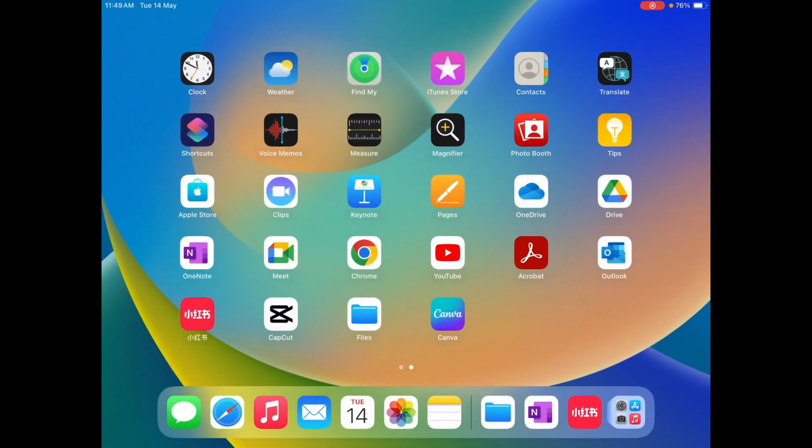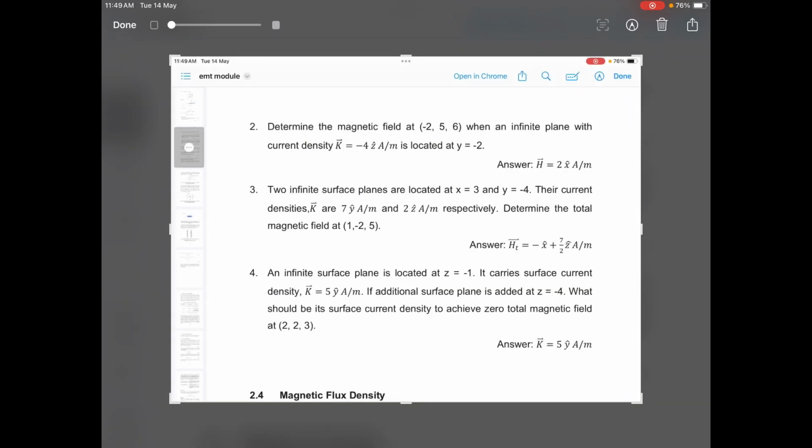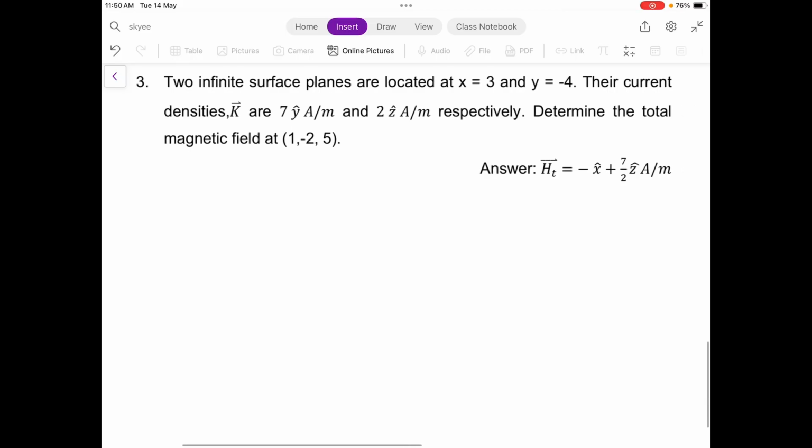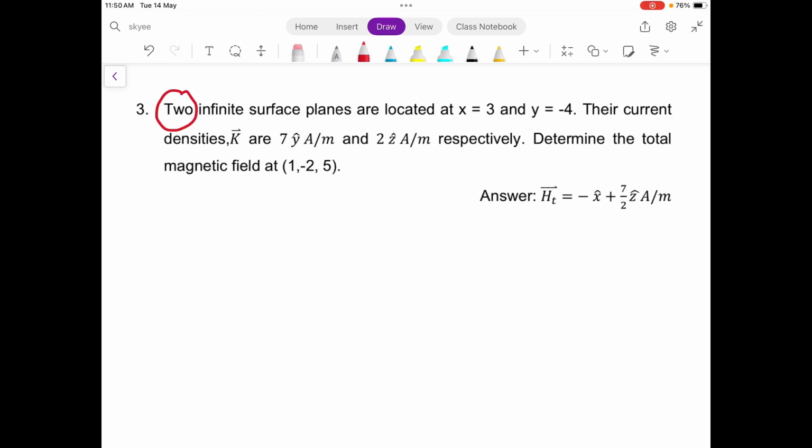Next, we look at example number 3. Here you have two infinite surfaces. Just now, our question only had one surface. Now you have two infinite surfaces located at different positions. One is x equals 3, the other y equals -4, and their current densities are 7y and 2z respectively. Find the total magnetic field.